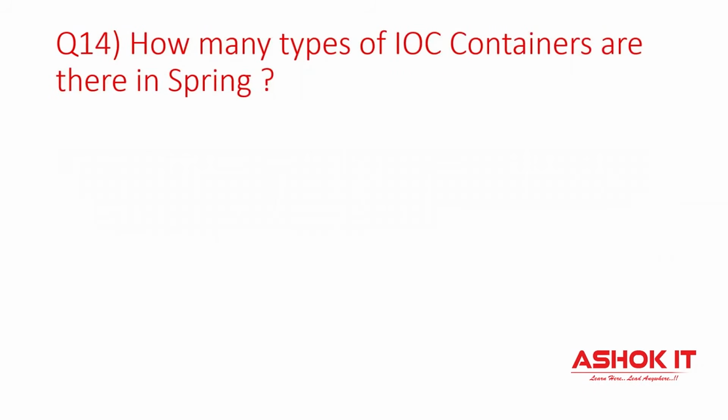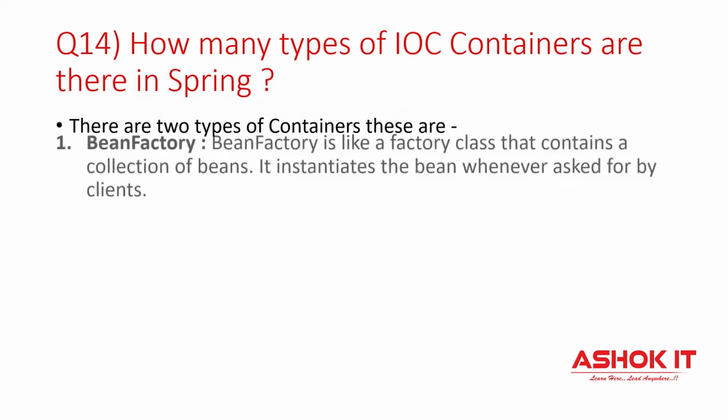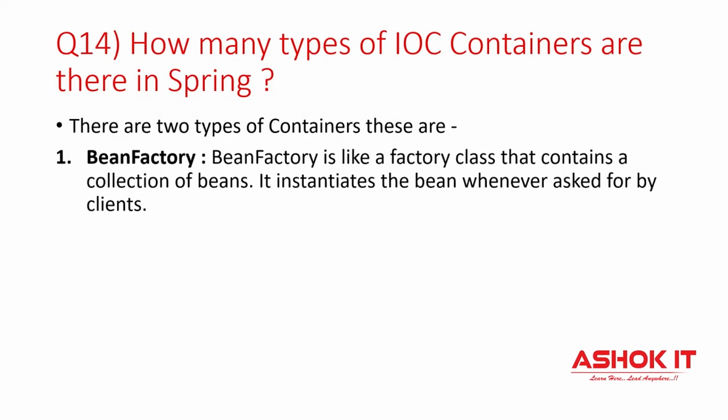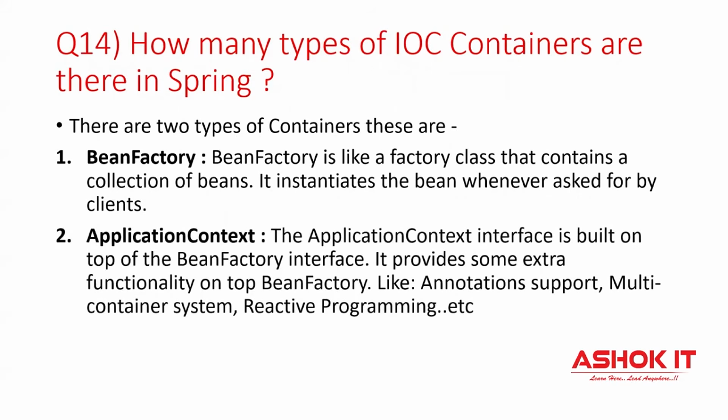Question number 14. How many types of IOC containers are there in Spring? Meaning, types of containers in simple terms. There are mainly two types of containers we have. One is called BeanFactory. The BeanFactory is nothing but what takes care of object creation and destruction and so on. This is going to take only XML input, the XML configuration we used to call. The second one is the ApplicationContext. It is also an interface. It internally extends the BeanFactory interface, but it has other features like annotation support, multi-container system, reactive programming, and so on.